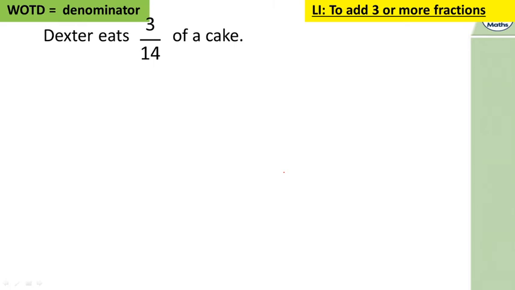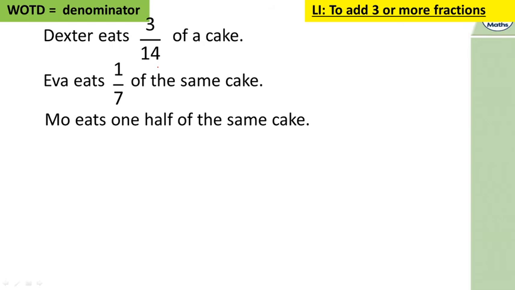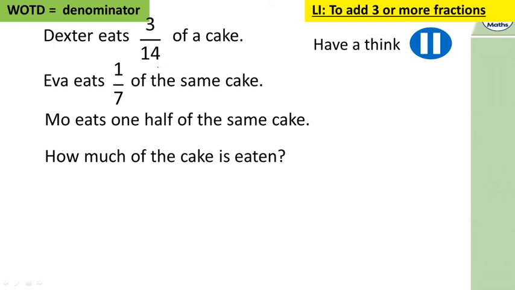So Dexter eats 3/14 of a cake. Eva eats 1/7 of the same cake. So you might already be thinking, how do I make that 7 equal 14? So we get an equivalent fraction in 14ths. Mo eats 1/2 of the same cake. So how would you write 1/2 as a fraction? And then how would you change it into 14ths? How much of the cake is eaten? So you can think about that, see what answer you get. So you can pause the video and have a go. I'm going to look at this. So 3/14 plus 1/7 plus 1/2.